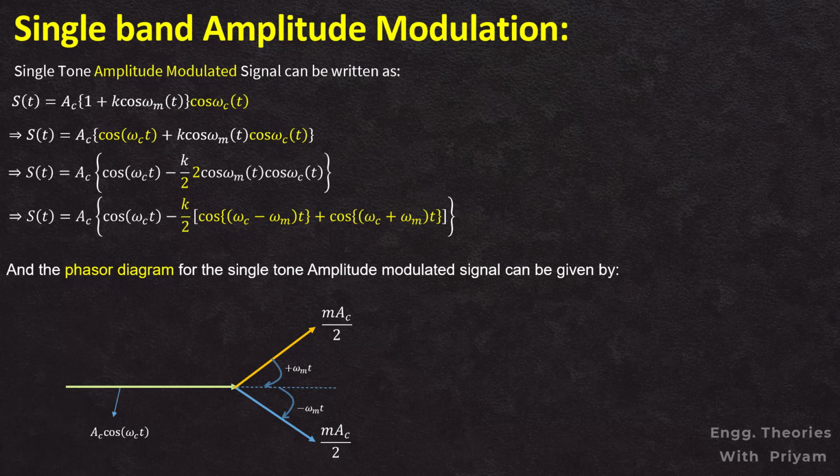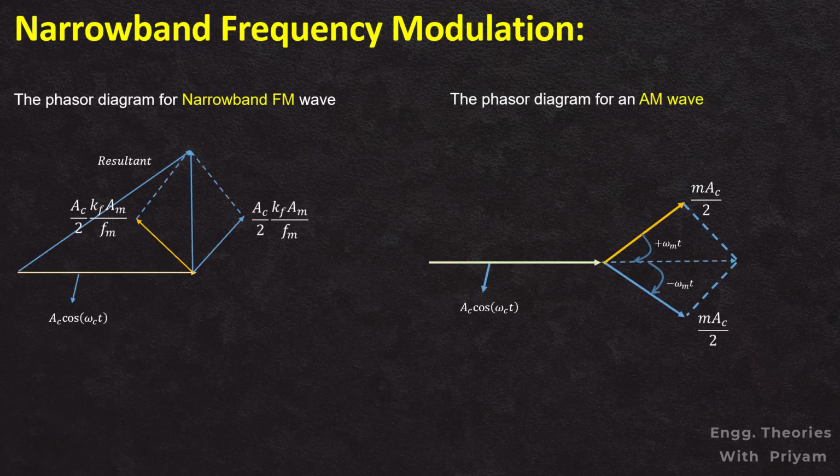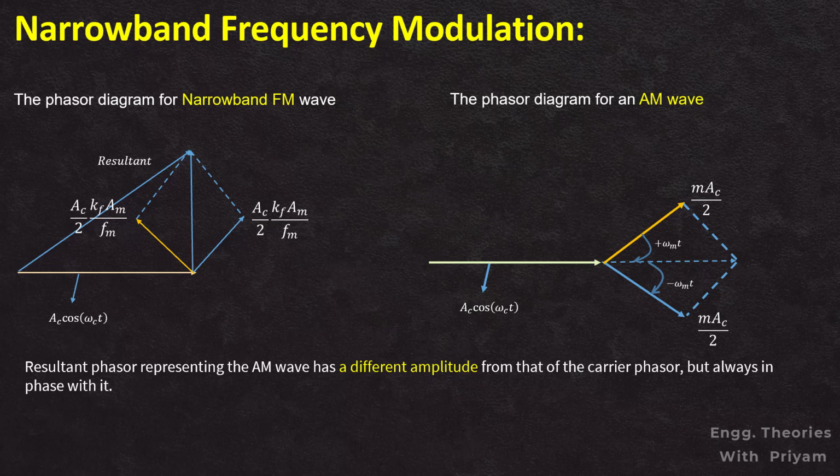If we compare this phasor diagram with the phasor diagram of the narrowband phase modulated signal, then we can see that the phasor diagram for the phase modulated signal is different from the amplitude modulated signal. In the amplitude modulated signal, the resultant phasor has a different amplitude from that of the carrier phasor, but is always in phase with it. Although both the narrowband frequency modulated signal and the amplitude modulated signal have three sinusoidal components, their phasor diagrams clearly show that the main difference is that the amplitude modulated signal affects the amplitude of the carrier while the frequency modulated signal affects its phase.